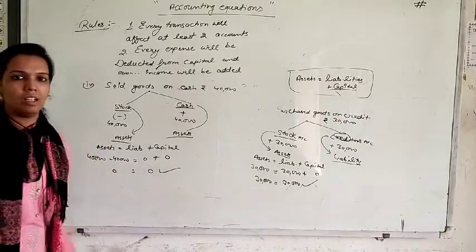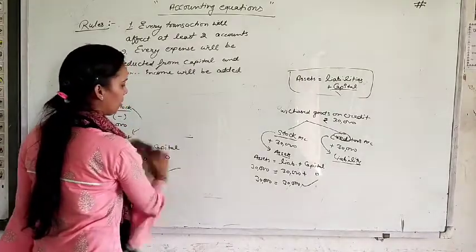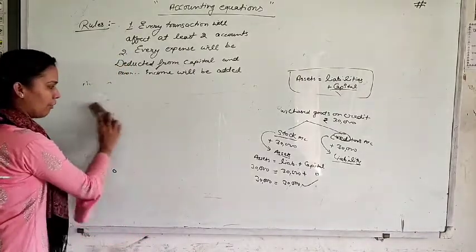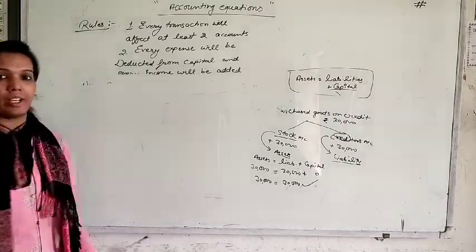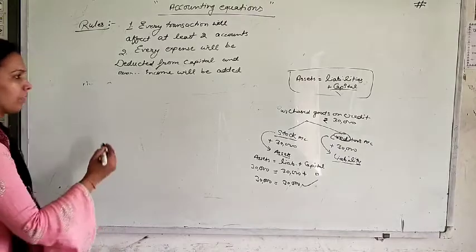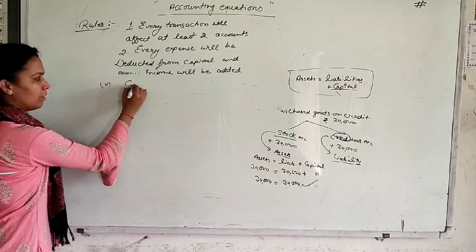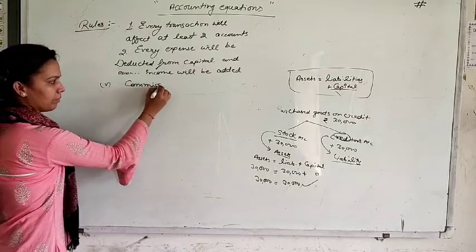These are only a simple way to understand the transaction, because before making a full format you have to know what the two accounts are that will be affected by the transaction. Let's take another type of example. Commission paid.